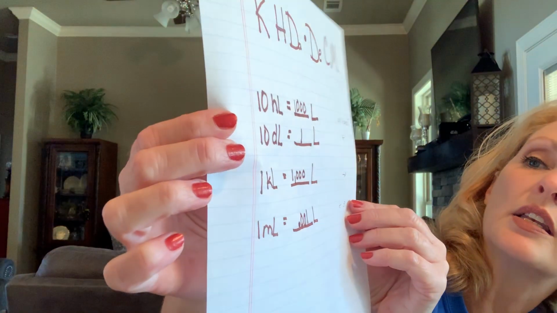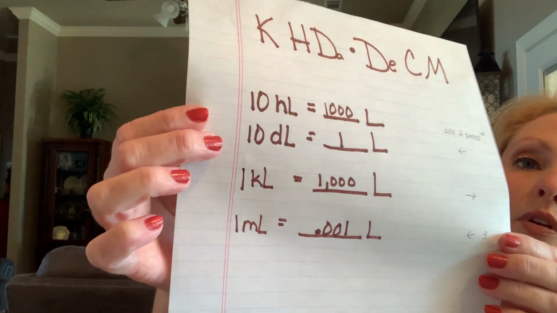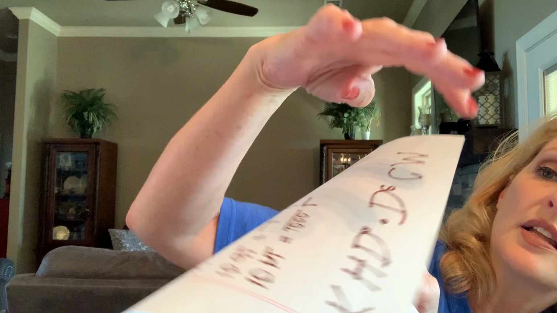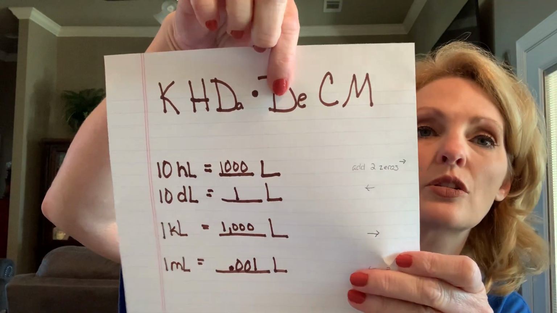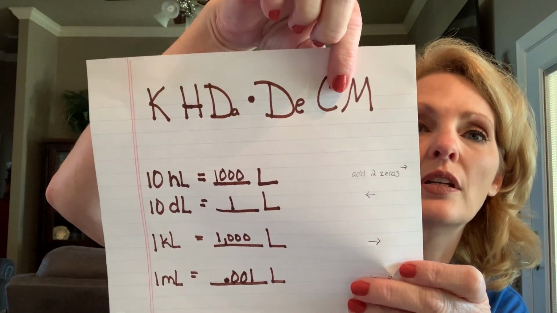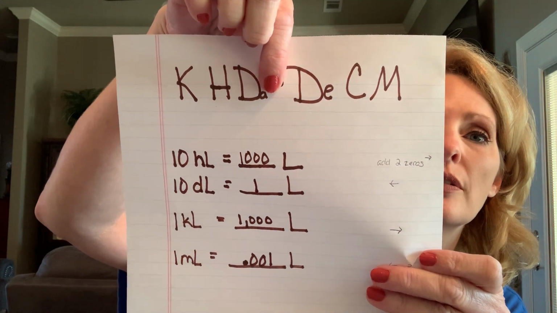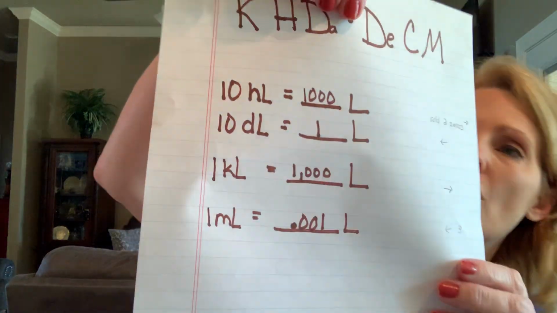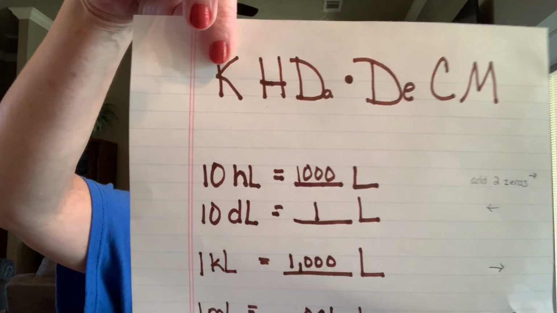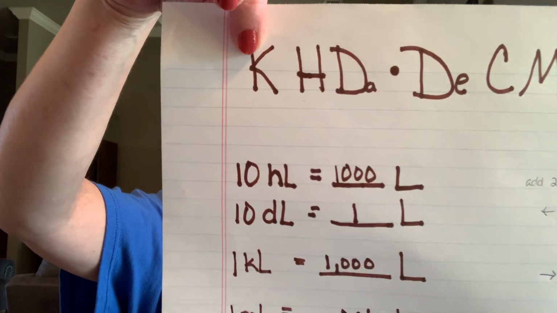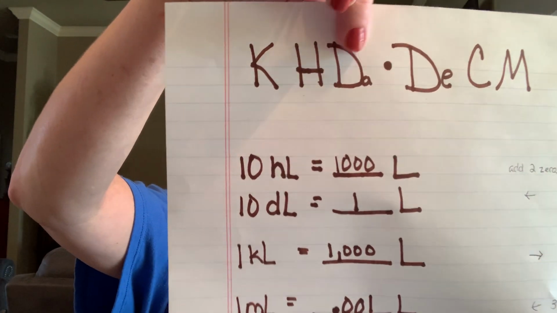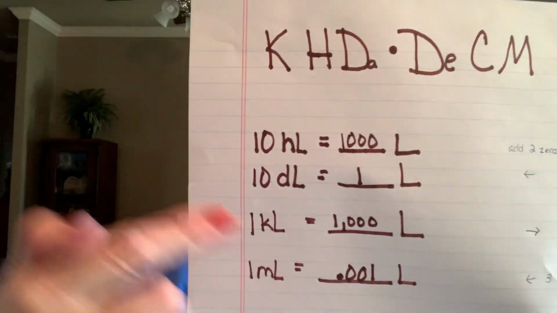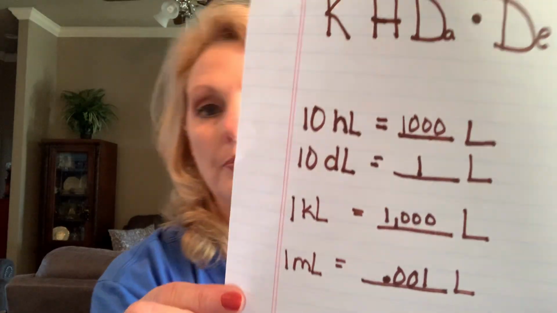Then you have 10 deciliters. That would equal 1 liter. So if you have deciliters and you're moving to liters, that means your decimal will move to the left. So when you start with kilo and you have your 1 here, and then you're moving 1, 2, 3, that means you will add 3 zeros, so that would equal 1,000.